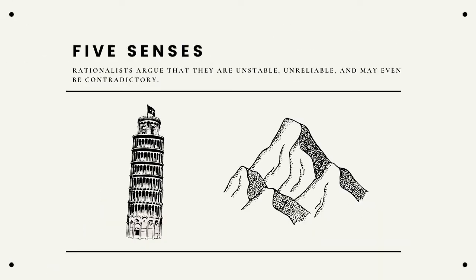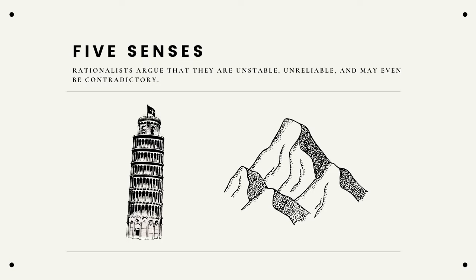Moreover, the rationalists believe that the five senses are not a genuine source of knowledge. Why? Take a look at the Leaning Tower of Pisa. From afar, the tower may seem shorter, but when you go nearer, it will seem taller. Another example would be this mountain. From a farther distance, the mountain may look blue, but it is actually not. From these examples of perceptual illusions, the rationalists conclude that the five senses cannot give rise to genuine knowledge because the knowledge derived from experience is unstable, unreliable, and worse, may even be contradictory.